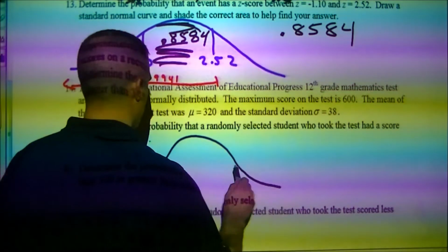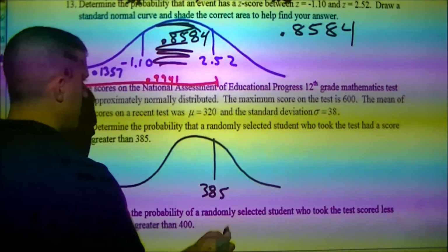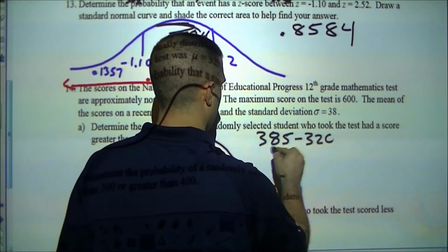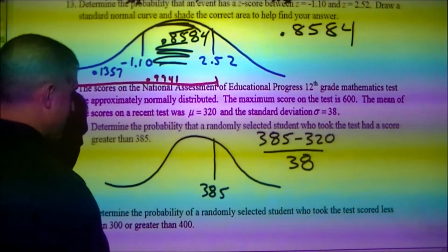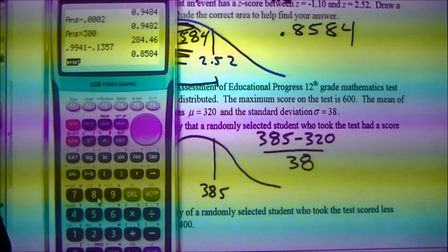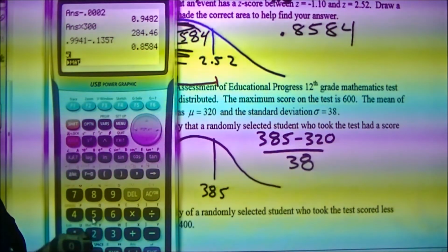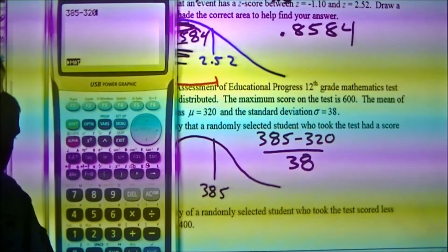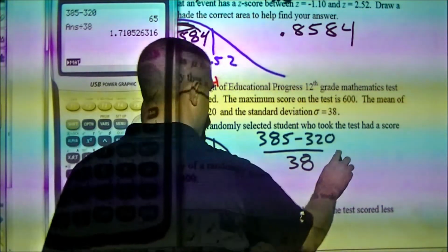So I'm going to pick out 385, which would be over here. What I want to do is find the z-score first. So 385 minus 320, divided by 38, gives me a z-score of 1.71.